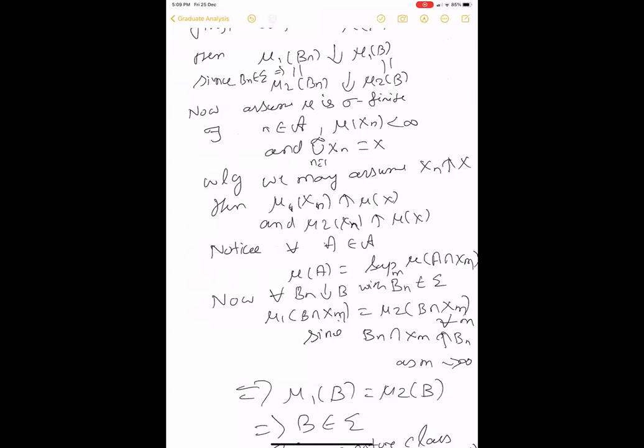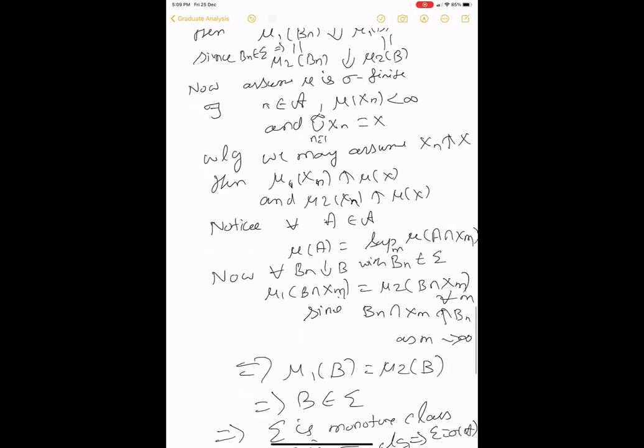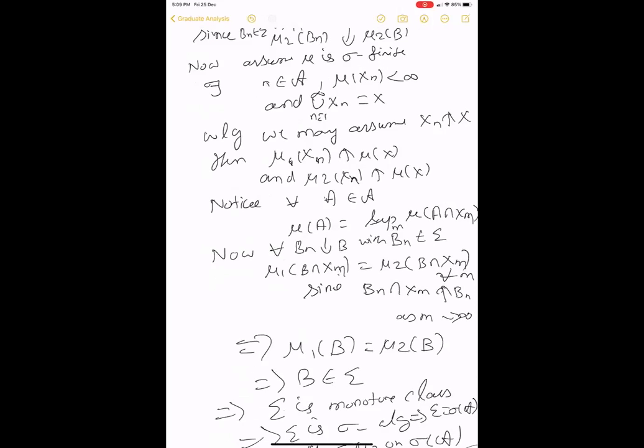So we have to consider the finite case, which is clear and direct. But for the sigma finite case, we have to restrict to sets where the measure is finite. Then you take the increasing union where this is true, right? Okay, it's because of that.